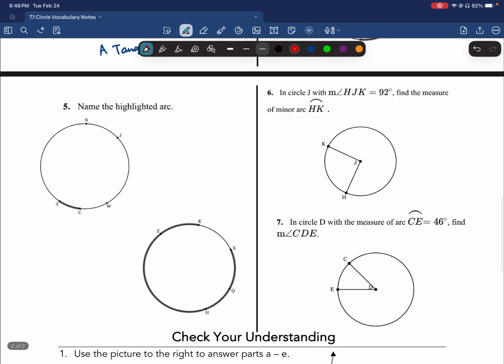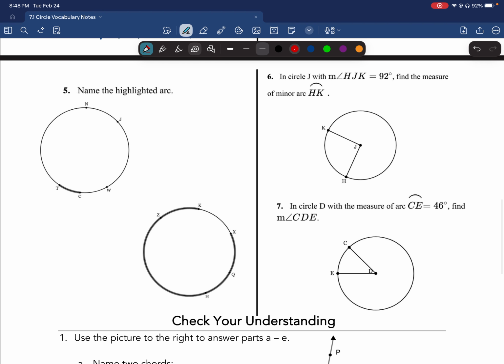All right, question 5, name the highlighted arc. So here's my arc down here. This is a minor arc, right? It's less than 180 degrees, so it's a minor arc. So I only need 2 letters to talk about this one. I could call this CT, or I could call this TC. Doesn't really matter, but it is a minor arc, so we only need the 2 letters, not 3 letters.